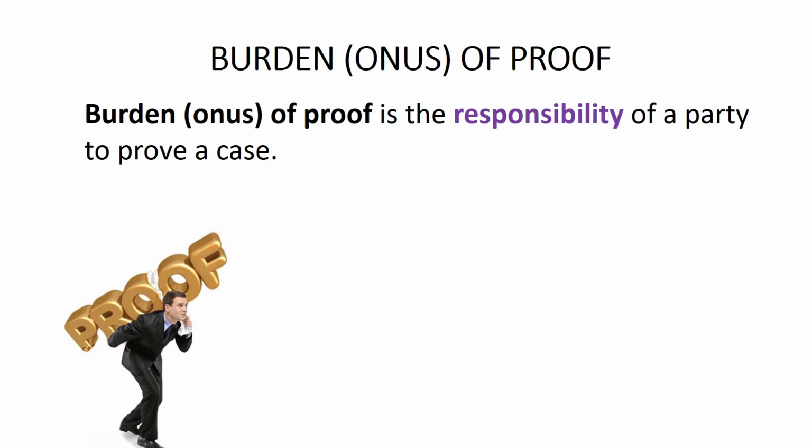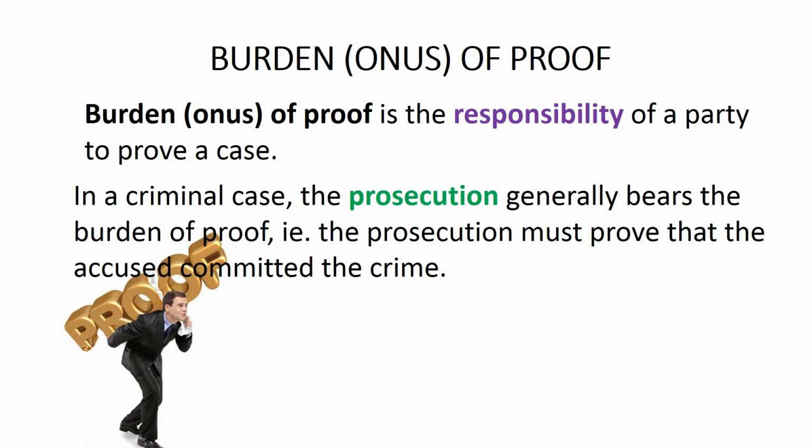Another important concept in the Victorian criminal justice system is the burden of proof, sometimes referred to as the onus of proof. The burden of proof is the responsibility of a party to prove a case. In your vocabulary sheet, please find the term burden of proof and include this definition in there. In a criminal case, it is the prosecution that generally bears the burden of proof. That is, it is the prosecution that must prove that the accused has committed the crime.